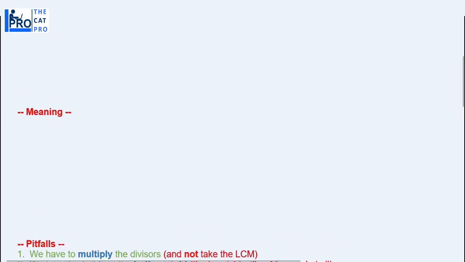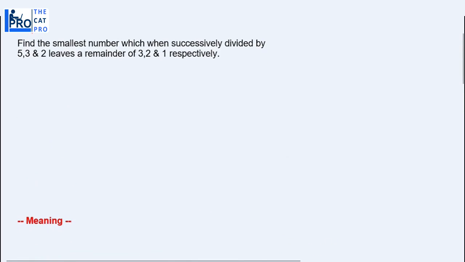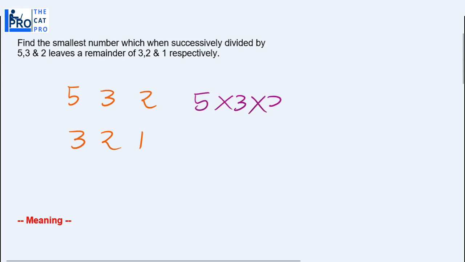Now let us look at the first question that we had seen earlier. Find the smallest number which when successively divided by 5, 3 and 2 leaves a remainder of 3, 2 and 1 respectively. Your first step is to write these in sequence: 5, 3 and 2, and 3, 2 and 1. Step number 1 is to multiply the divisors. What are the divisors over here? 5, 3 and 2. So I multiply 5, 3 and 2. This gives me 30.